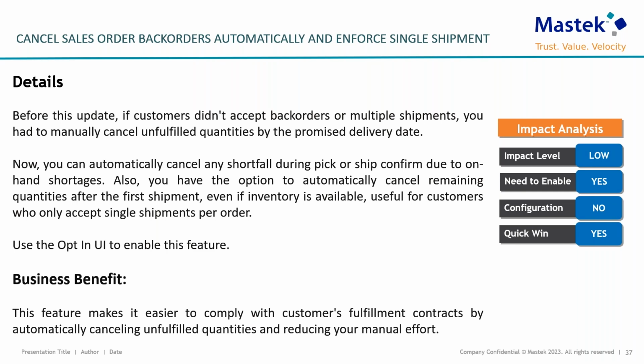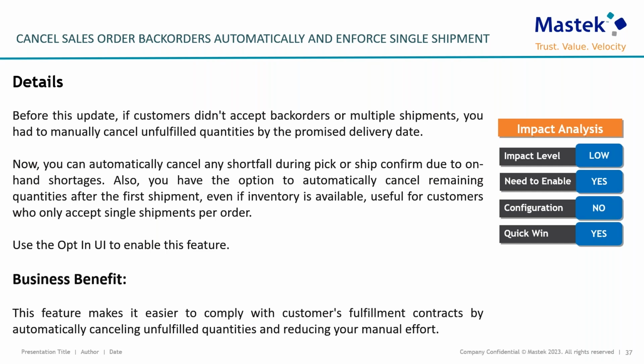Now we have this feature: cancel sales order backorders automatically and enforce a single shipment. In many organizations, a customer has specific fulfillment terms, which can include whether or not the customer accepts a backorder or multiple shipments. Before this update, if the customer didn't accept backorders or multiple shipments, we needed to manually cancel the quantities if we could not fulfill the promised delivery date.